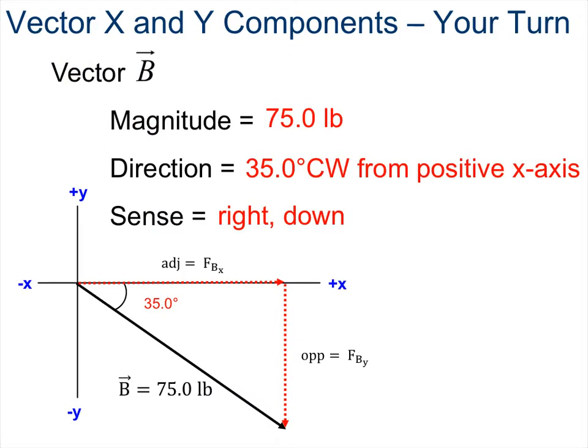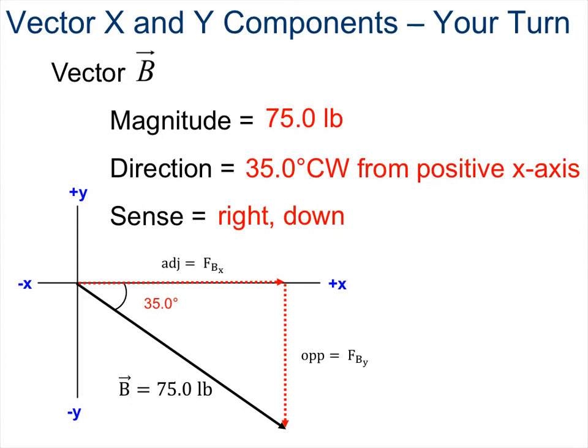Let's go ahead and look at another example. This time we have vector B. Vector B again has a magnitude of 75 pounds of force. This time our direction has changed. It's now going 35 degrees clockwise from the positive x-axis.